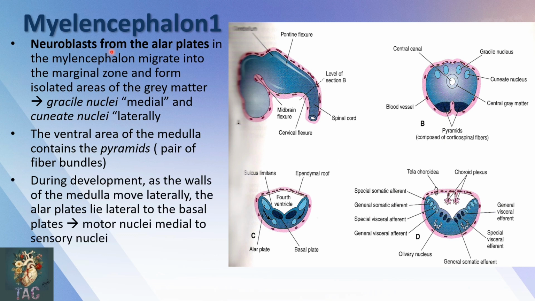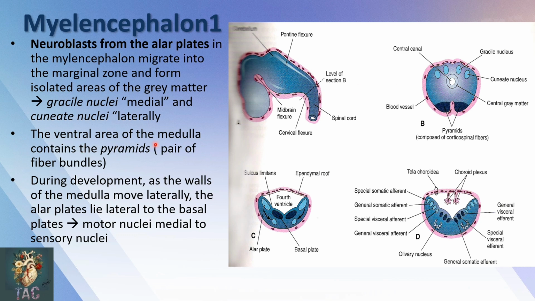So neuroblasts from the alar plates in the mesencephalon migrate into the marginal zone and form isolated areas of gray matter: the gracile nuclei and the cuneate. So in this diagram, in the area of the mesencephalon, neuroblasts are migrating from the alar plates, and they are forming the gracile nucleus, which is the medial one, and the cuneate nucleus, which is the lateral one.